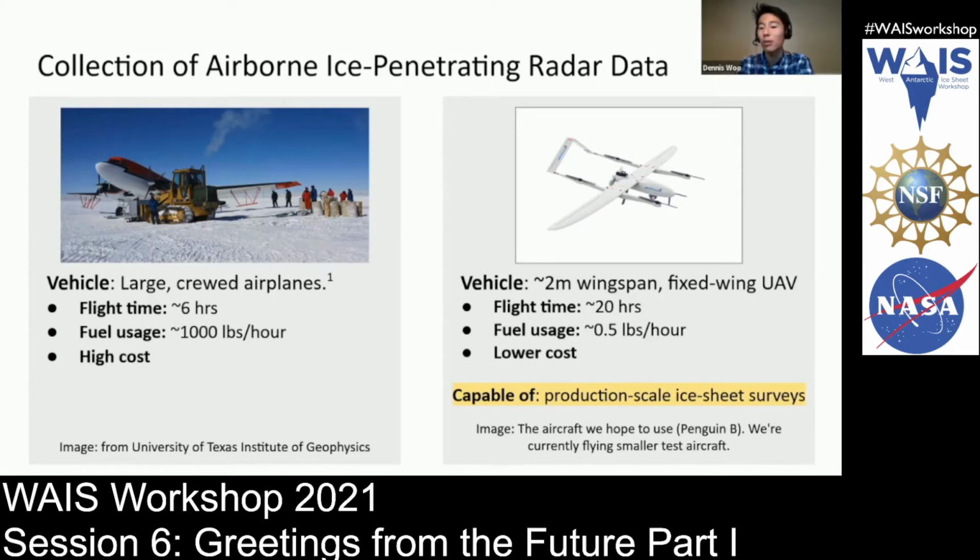On the scale of a 2-meter wingspan fixed-wing drone. Currently, we're flying smaller scale test aircraft, but we hope to build up to the drone on the right half of the screen, which is the Penguin B. And the benefit of the Penguin B is that it has a longer flight time at around 20 hours and a much lower fuel usage at around half a pound per hour. Overall, it is also much lower cost. So in other words, with this long flight time, a radar-equipped Penguin B could provide production-scale ice sheet surveys. So essentially, much of the same surveys that are provided now by crewed airplanes and at a lower cost.